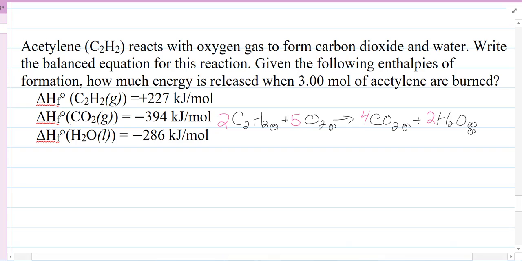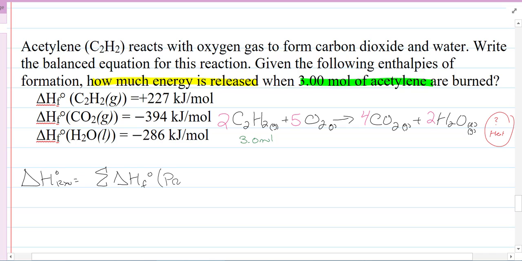We're given the standard enthalpies of formation. So given the following enthalpies of formation, how much energy is released? There's a question. And we're starting with 3 moles of acetylene. So we have 3.0 moles. How much heat? Well, delta H of the reaction is the sum of delta HF of products minus the sum of delta HF of reactants.